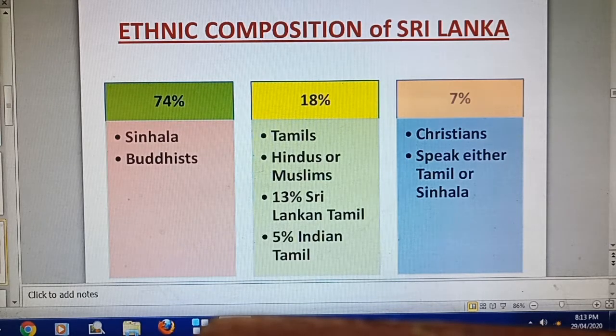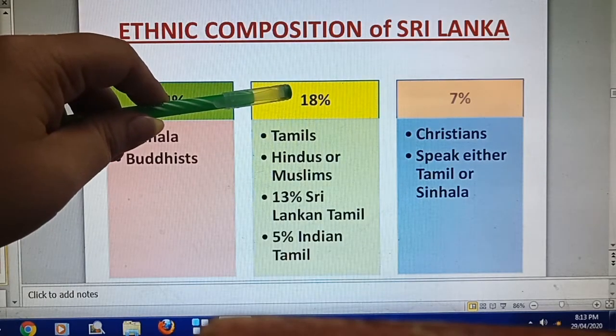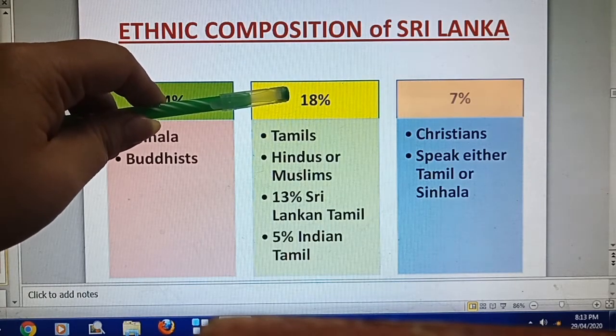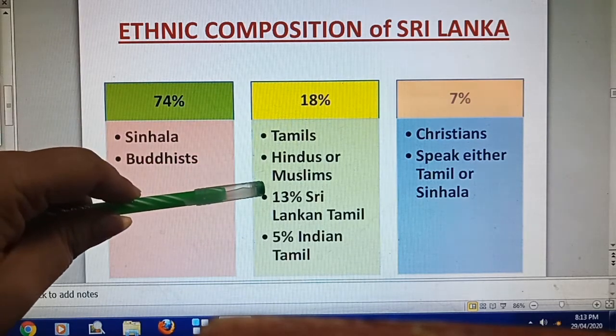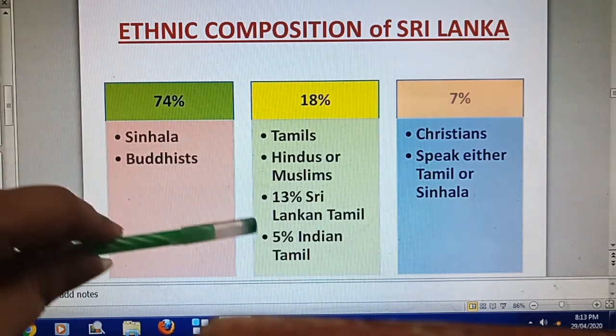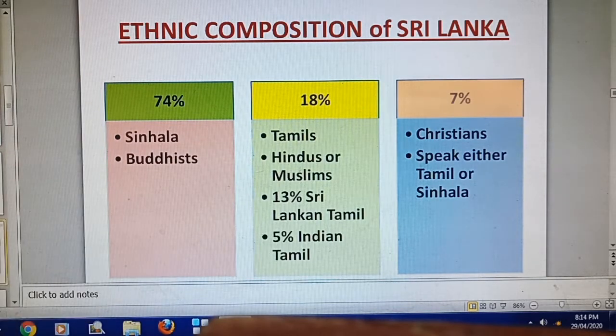In Sri Lanka, basically there are three groups of people. 74% of the population speaks the Sinhala language and are Buddhist. 18% of the population comprises the Tamils. Among the Tamils, 13% are Sri Lankan Tamil and 5% Indian Tamil.